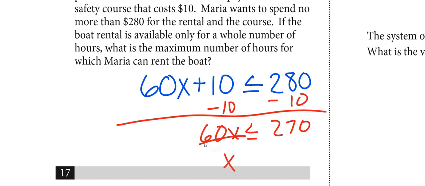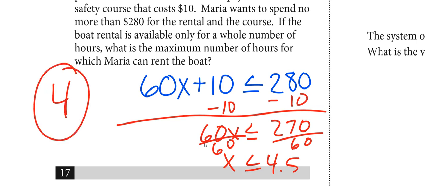And we divide by 60 on both sides. X is less than or equal to 4 point something, right? 4.5. Oh yeah, that's right, 4.5. So you're right. The answer to this question is 4.